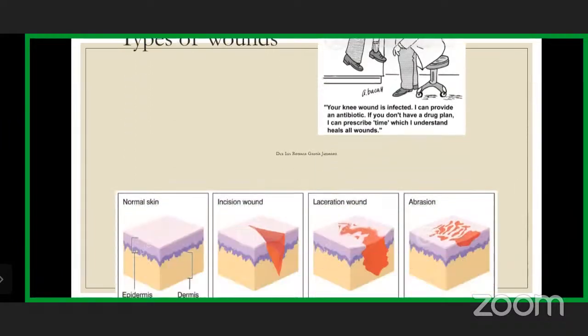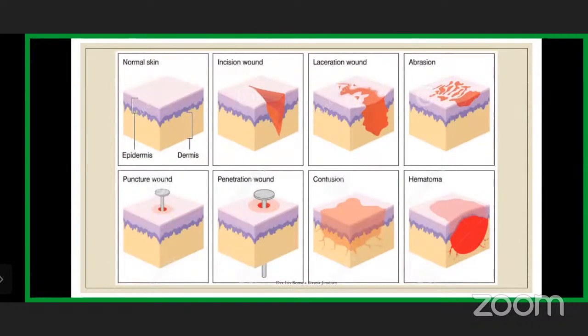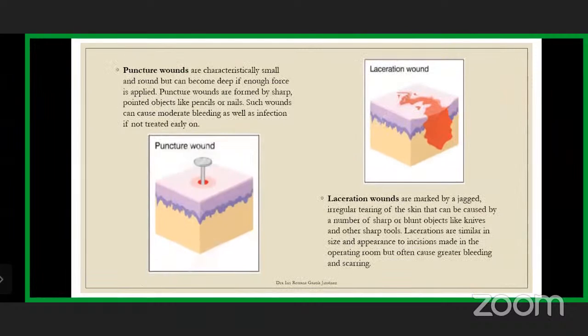The types of wounds are, well, a few of them are here. We have the normal skin, the incision wound, laceration wound, abrasion. Then we have puncture wound, penetration wound, contusion, hematoma. So you can check the difference of all of them. I think it's a very easy slide to take into account. And let's go ahead. We have the description of each one in these slides, going ahead, showing us more details.